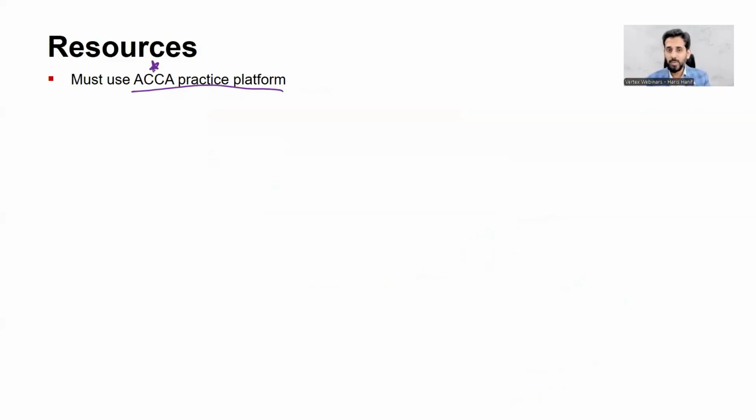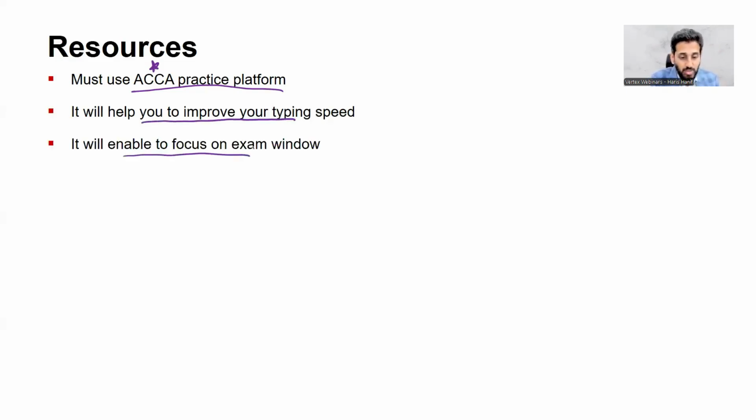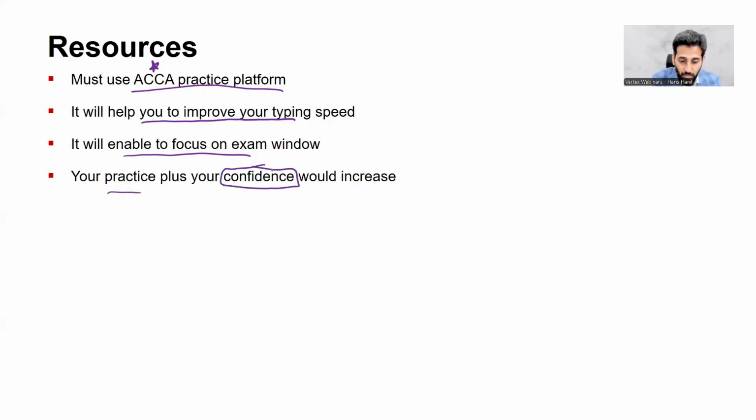The ACCA practice platform is very important to use because you will be able to understand and see how the real examination window and the functions would be operating. It will help you to improve your typing speed. It will enable you to focus on the exam window. Your practice plus your confidence, which is very important, would increase. For example, I'm doing a lot of practice, but if I'm not confident, I will not be able to ace the exam. So your confidence is very important along with the practice. That's why it is very important for you to use the ACCA practice platform.